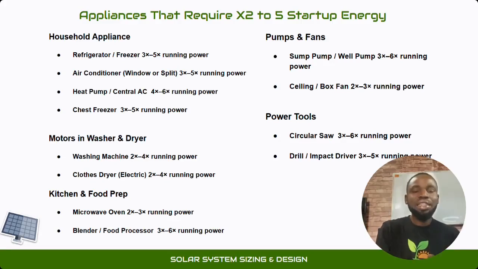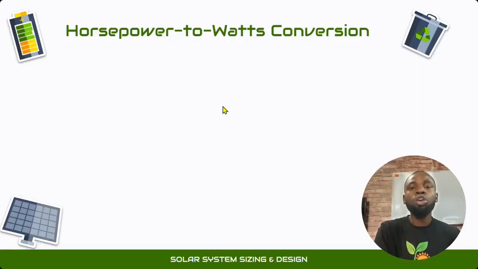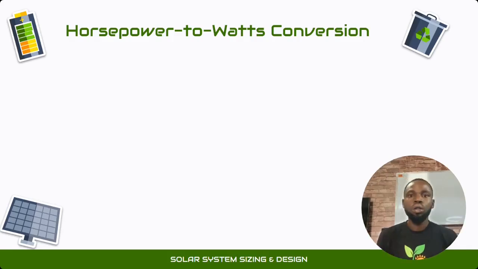Okay, so another thing I want to help you with: you saw on our load assessment, a 1 horsepower AC, we rated it as 755 watts or so. A lot of people will rate 1 horsepower as 1000 watts. So there is a way of converting horsepower to watts. It's called a conversion factor.